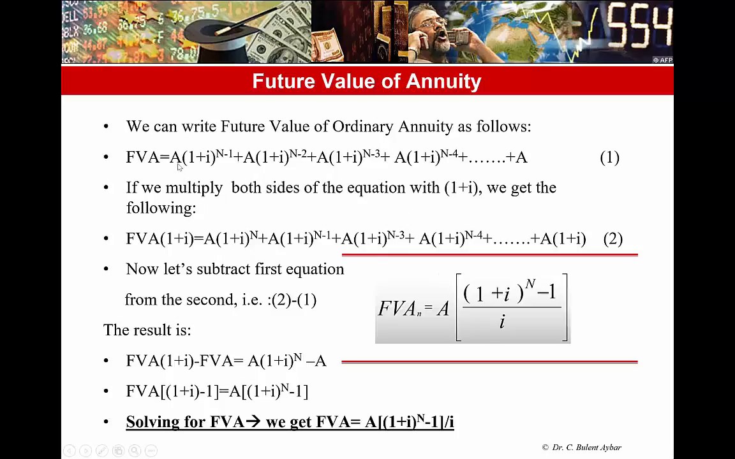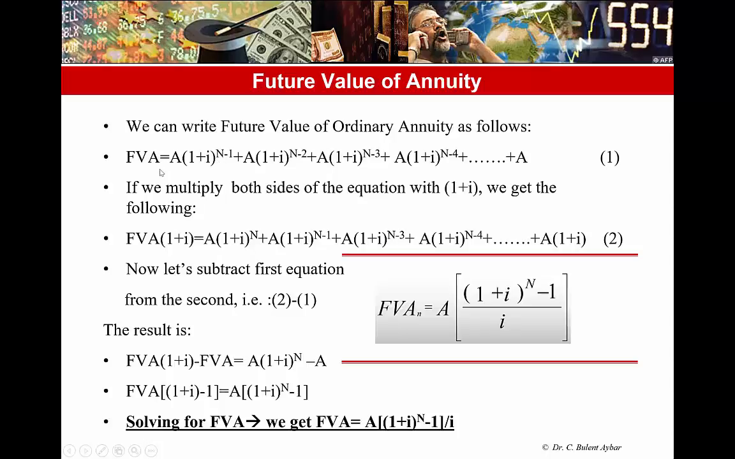So the first cash flow comes in and is compounded n minus 1 times. The second cash flow comes in and is compounded n minus 2 times. The third one compounds n minus 3 times, and so on. And the last cash flow, as we mentioned, does not compound at all. So this is almost a replication of the previous example by using symbols, A representing the annuity cash flow, I representing the interest rate, and n representing the number of years over which the cash flows are going to be received.